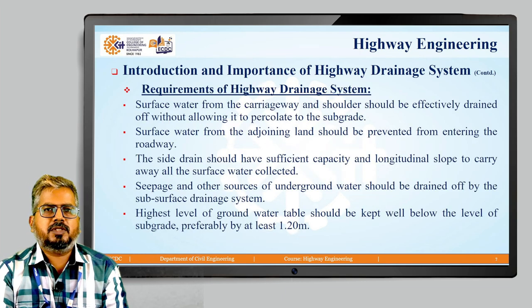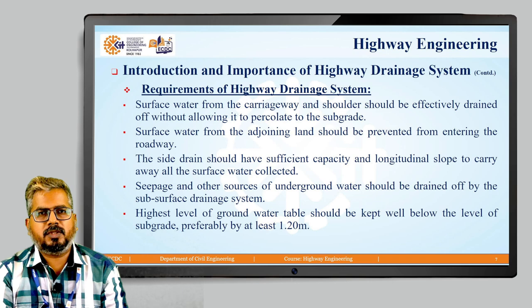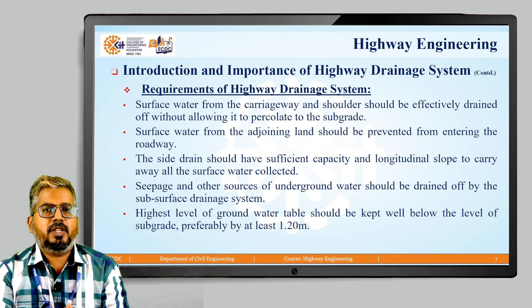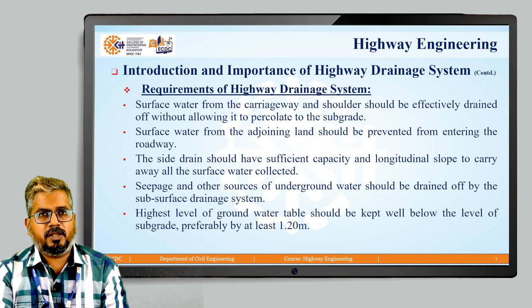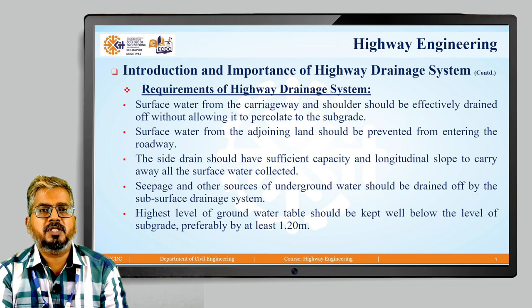Now, what are the requirements of a highway drainage system? The surface water from the carriageway and the shoulder has to be effectively drained off without allowing it to percolate to the subgrade layer. It should not go to the bottommost layer, else it is going to have a very major impact on the surface of the road. Then surface water from the adjoining land should be prevented from entering the roadway.